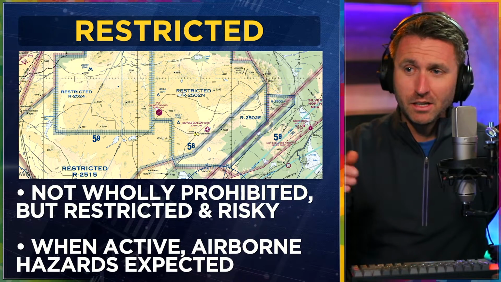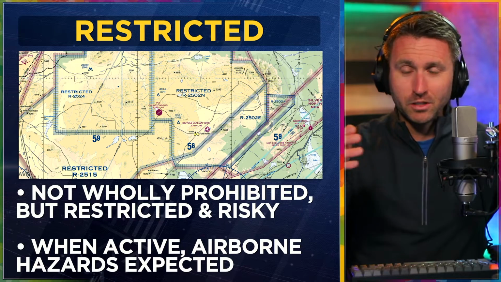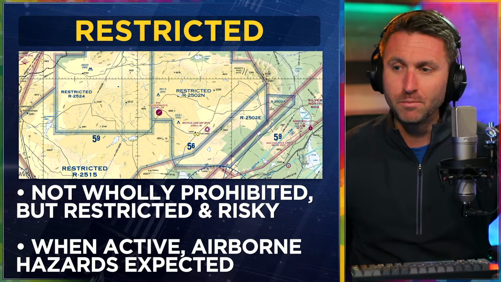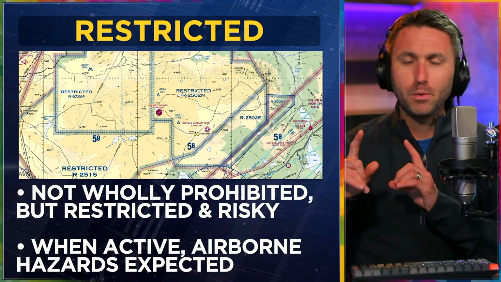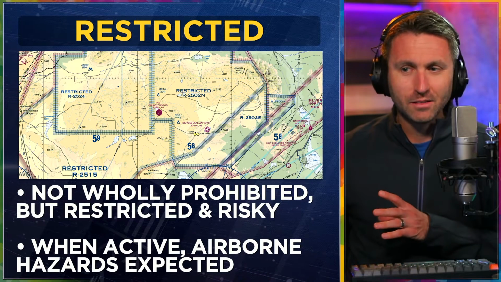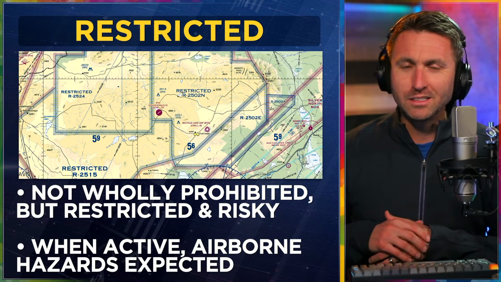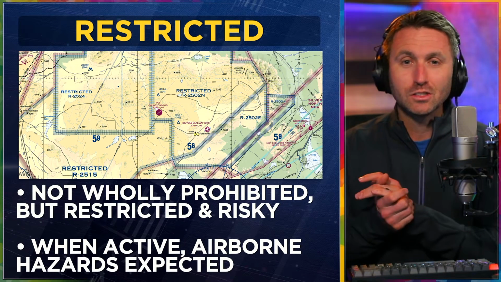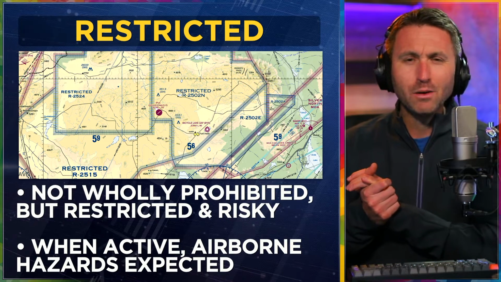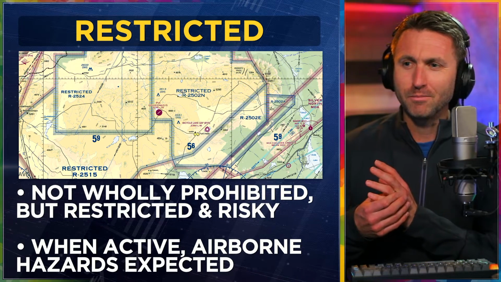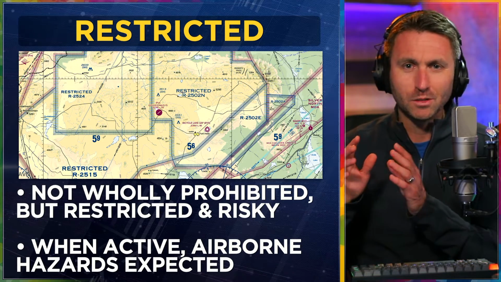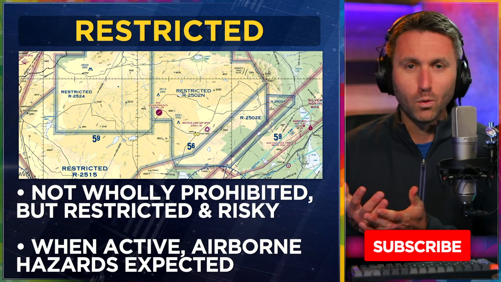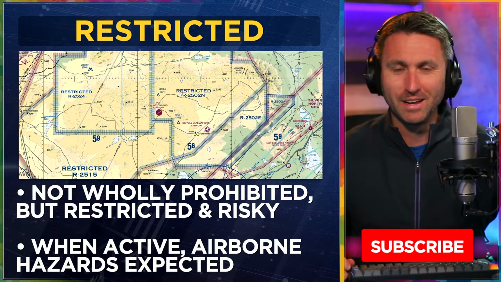Here's restricted airspace. It's blue. It's tick marks on both sides, not just the inside like prohibited. That's the graphical depiction. Not wholly prohibited, but restricted and risky. So what does that mean? It's not a good idea to enter restricted airspace without authorization. When active, airborne hazards are expected. So you might want to talk to the local air traffic controller, whether it's center, the Air Route Traffic Control Center, or approach, your TRACON. Just stay out of restricted airspace, right?